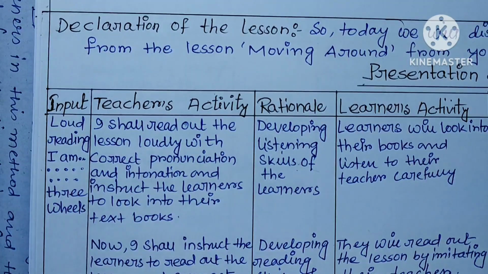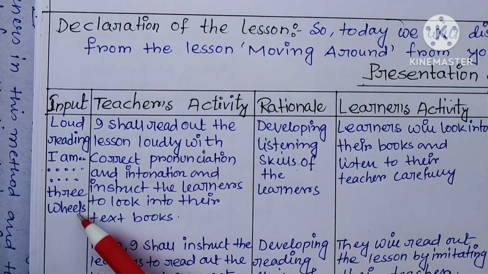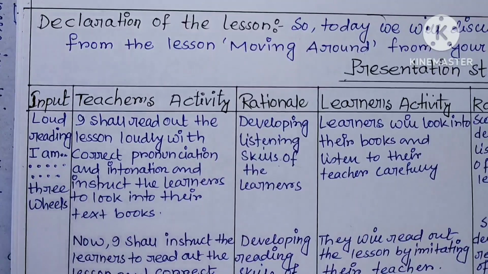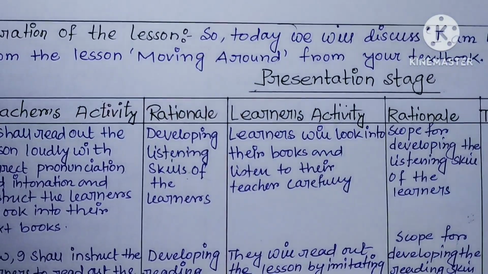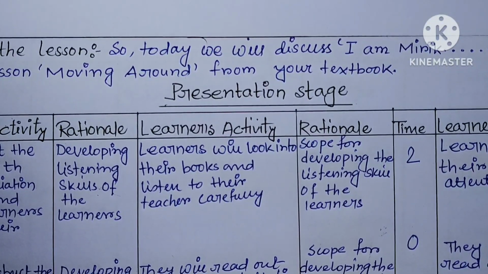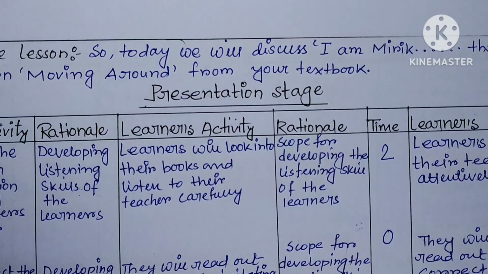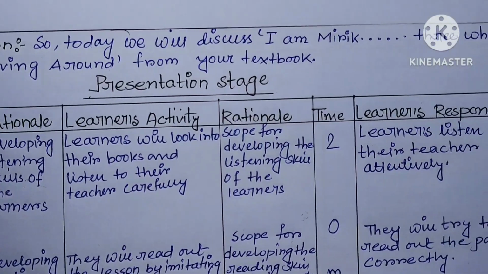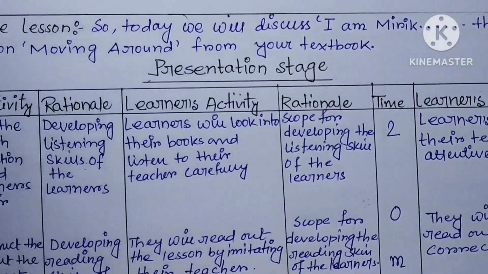Input: loud reading. I am loud reading. Which part you have to teach today? Okay. I shall read out the lesson loudly with correct pronunciation and intonation and instruct the learners to look into their books. Developing listening skill of the learners. Learners will look into their books and listen to their teacher carefully. Scope for developing the listening skill of the learners. The time of the presentation stage is 20 minutes. Learners listen to their teacher attentively.